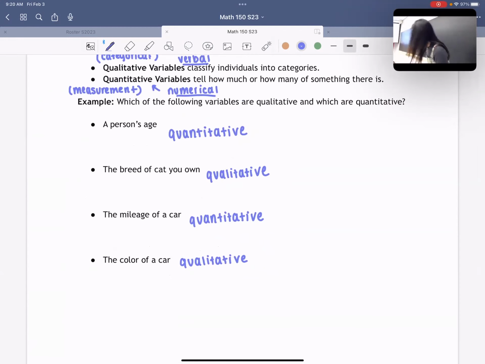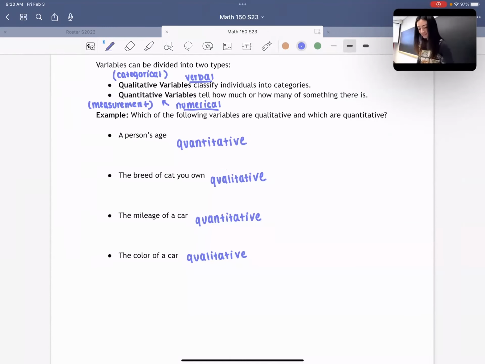Okay. Any questions on the difference between quantitative and qualitative? Did you say it the same way? Qualitative. I just say that because I know they all start with qua. So I just say qua, and then in my brain, I have to figure out which one is it. Is it qualitative or quantitative?